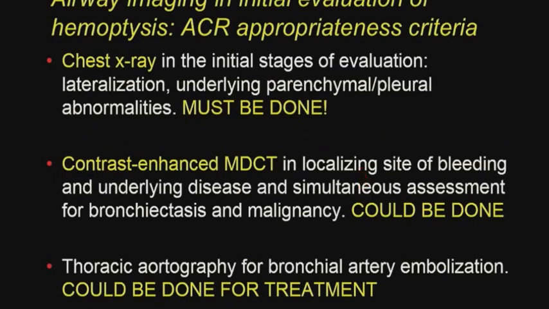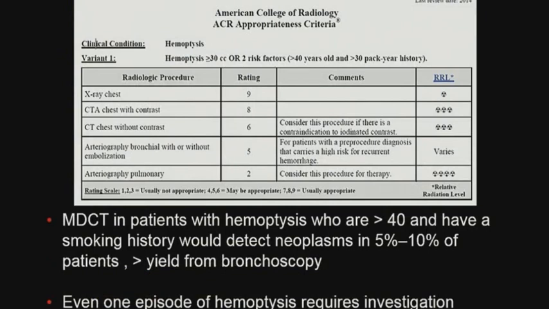So first of all, the chest X-ray is the initial stage of evaluation. It helps us with lateralization and the underlying parenchymal or pleural abnormalities. So chest X-ray must be done. The next to be used in frequency and in order is contrast-enhanced MDCT, again in localizing the site of bleeding, the underlying disease, and the simultaneous assessment for bronchiectasis and malignancy. It could be done if the patient is stable. And then thoracic aortography for bronchial artery embolization could be only done for treatment and should not be done for diagnostic purposes. Let's look at a couple of the clinical scenarios.